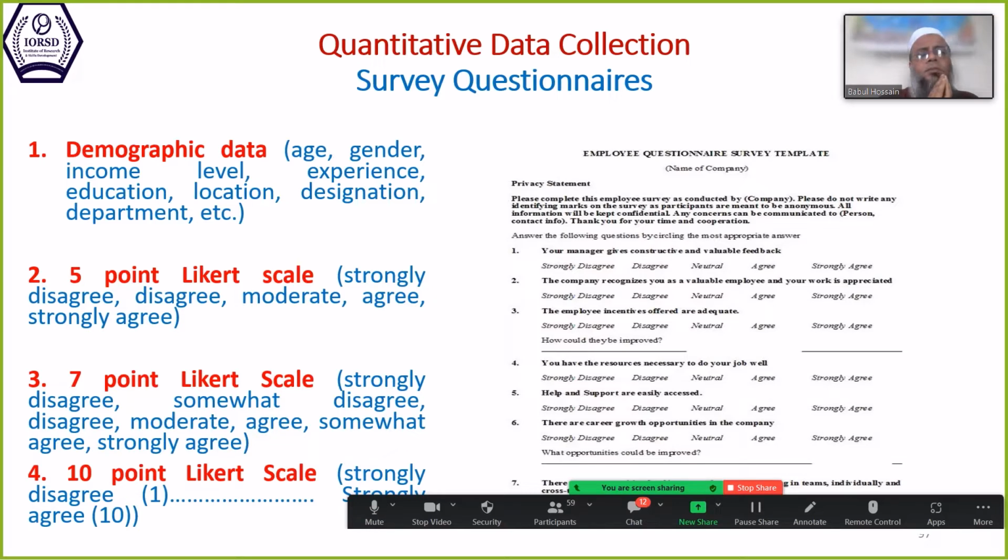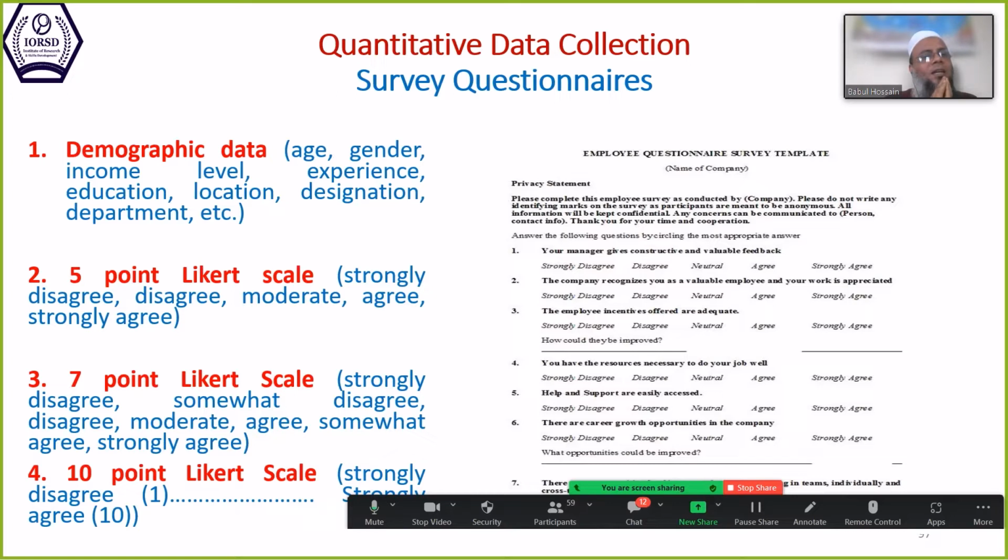But maybe, Doctor, the moderate choice may affect the data negatively if most respondents choose the moderate choice. Yes, it might be. So what? You have to give the choice. You have to give the choice.